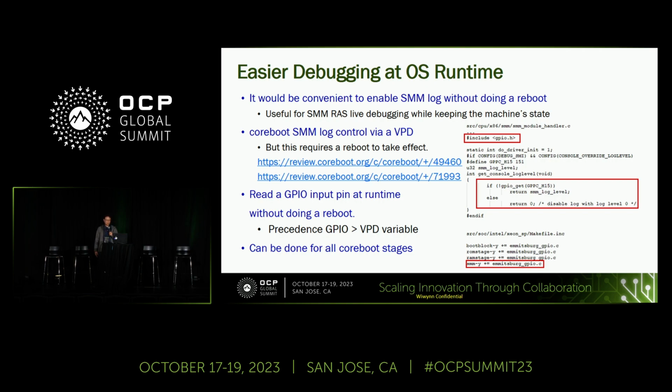So we can read a GPIO input pin at runtime, from the right figure as an example. The coreboot SMI handler can read a GPIO pin for each log print dynamically without doing a reboot. So this way, we can enable SMI log dynamically, turn it on or off under OS runtime. This approach can be applied to all coreboot stages, but I think only the SMI handler is needed.